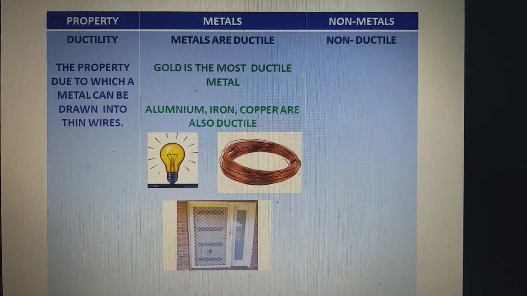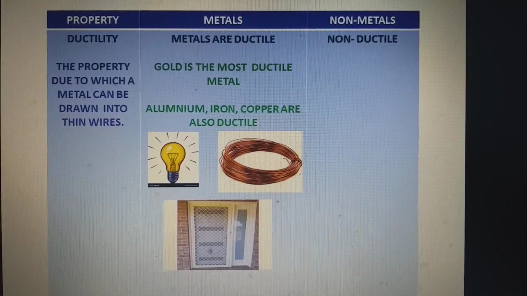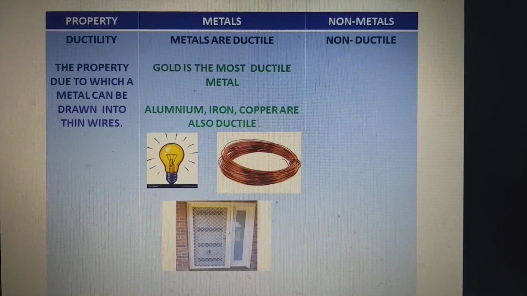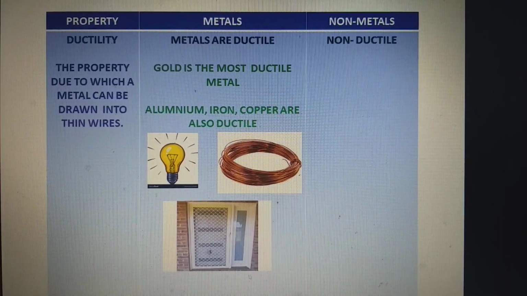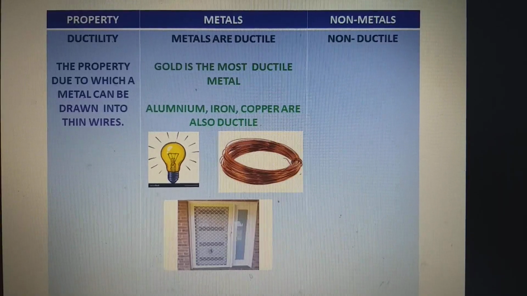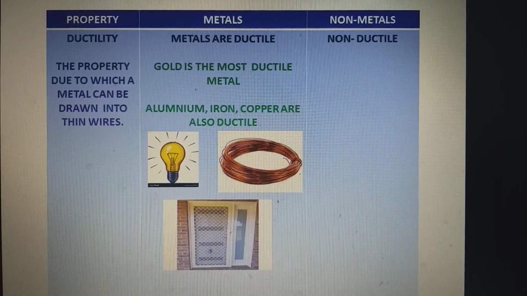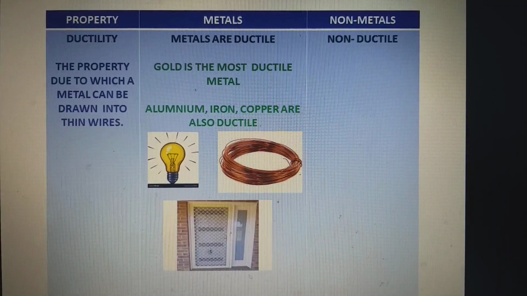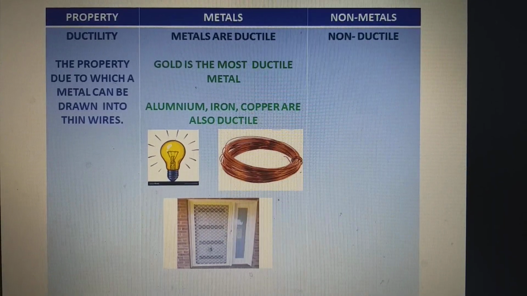The bulb has a metal wire. When I say metal wire, it means the metal is converted into wires. So which property now is involved? It is ductility. So the next time when you see a bulb glowing, you can easily name the physical property that is involved as ductility.